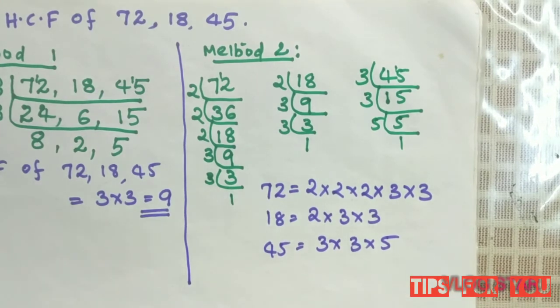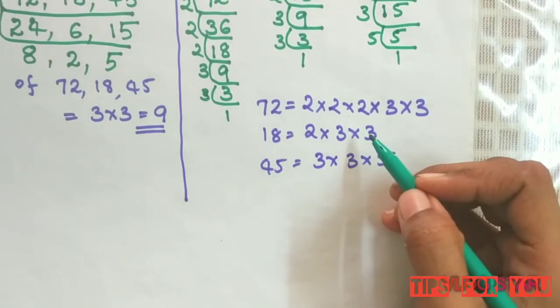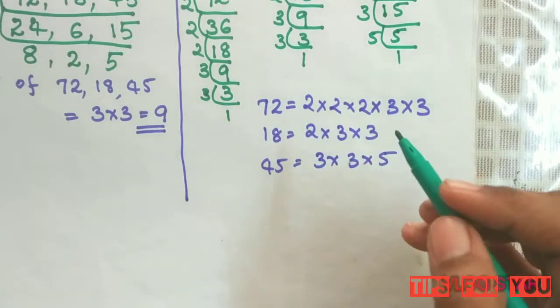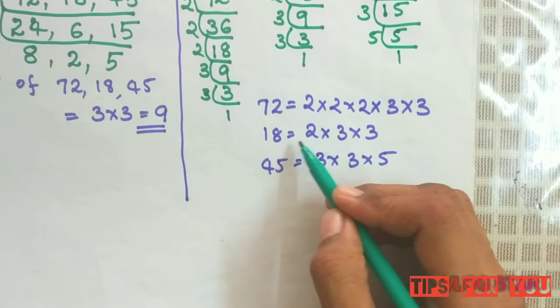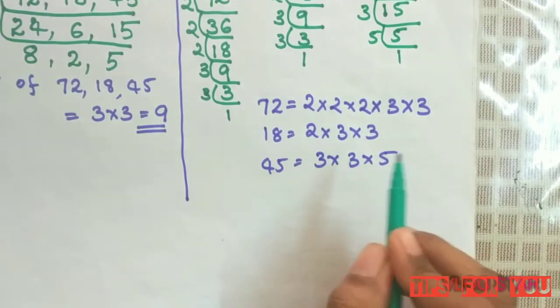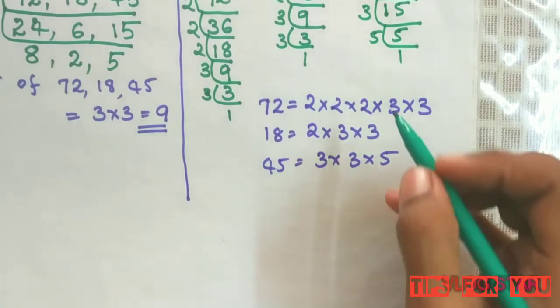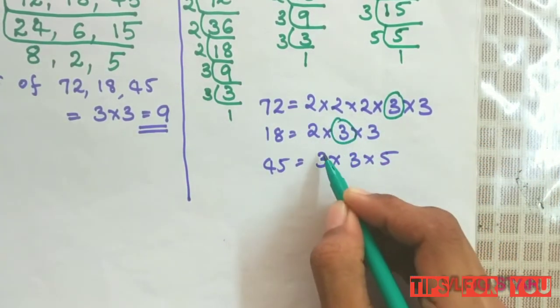Now we will find the HCF. For HCF, we want the common factors in all three numbers. See whether 2 is there in all three. In 72, 2 is there. In 18, 2 is there. But in 45, there is no 2. Next we will look at another number, that is 3. In this 3 is there. In this also 3 is there. In this also 3 is there.